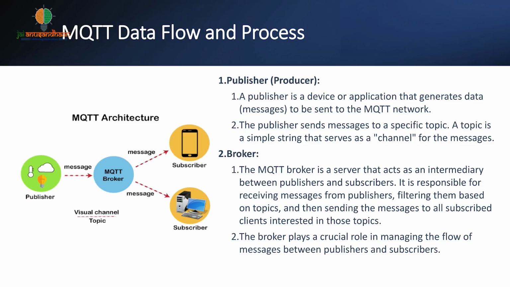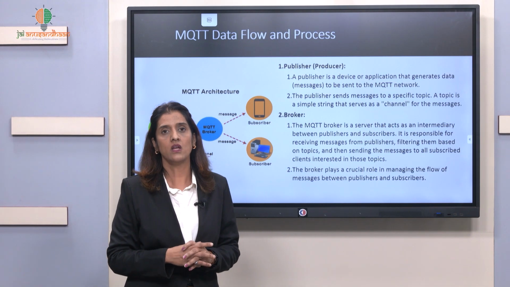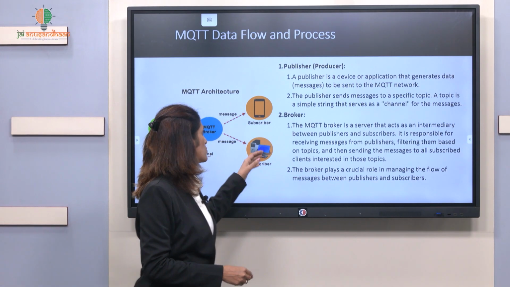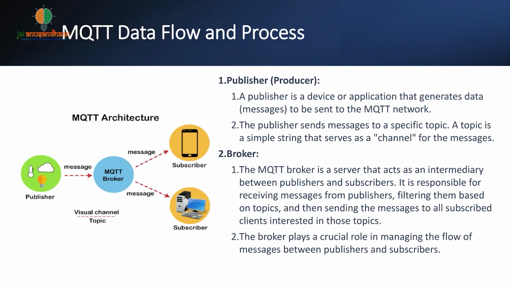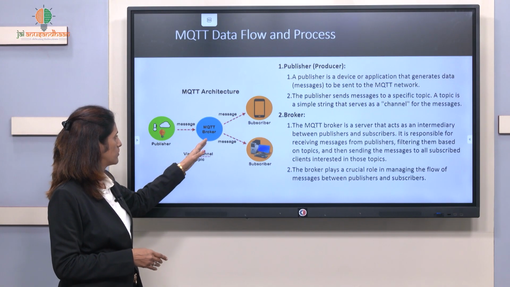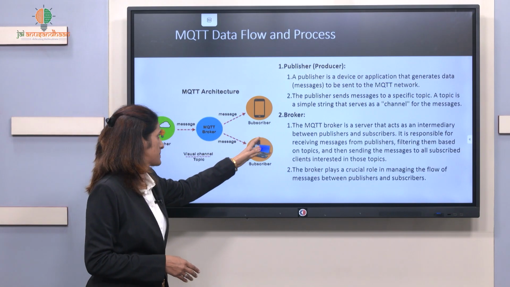As we say, MQTT and LoRaWAN are the major communication protocols in the IoT. So we'll just brief about the MQTT data flow. As you can see, this is the architecture of MQTT. There are three major components, or three major layers, of MQTT. One is the publisher, next is the MQTT broker, and the third is the subscriber.